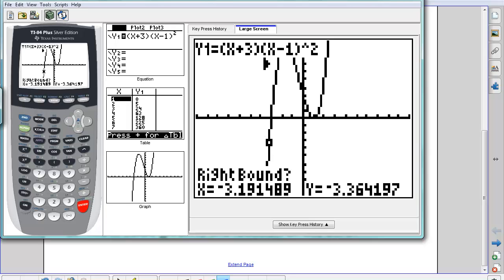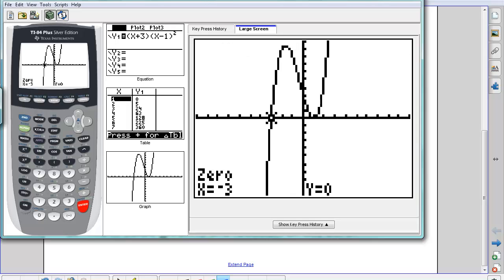Once you're there, you hit enter. Now it wants to know what's the right bound of where you're looking. So you hit right and go to the right side. Okay, now I'm on the right side of that zero, and hit enter. It's going to ask you for a best guess. If you just hit enter one more time, it's going to take you straight to where that zero is. We have an x value of -3. So that's where that zero is.